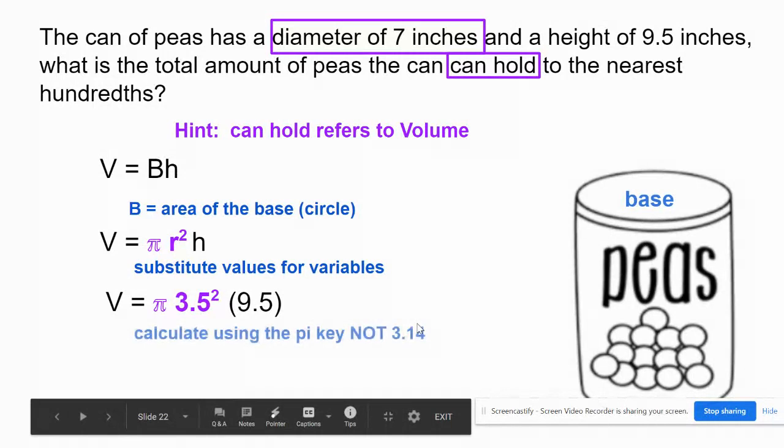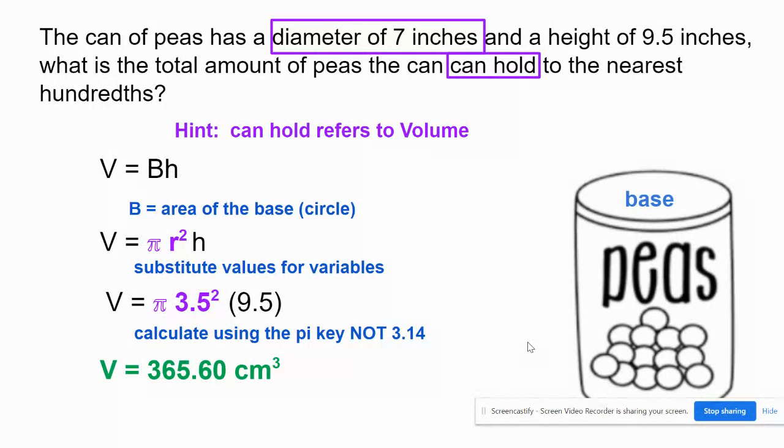Now I'm ready to calculate. And again, we're using the pi key on the calculator, not 3.14. And I get a volume of 365.60 centimeters cubed of space in the can of peas.